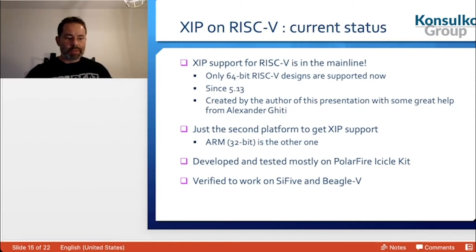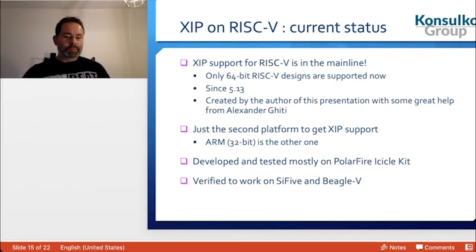And as a matter of fact, some huge steps towards implementing all those nice features that we can get if we do XIP on RISC-V are already done. So there is Linux XIP support for RISC-V, and it's in the mainline, starting from 5.13. There are certain limitations, but they're not set in stone. It's just the things that are already implemented. And these are only 64-bit RISC-V designs are supported, and only MMU-enabled targets are supported.